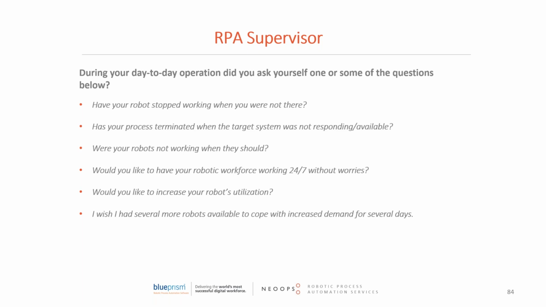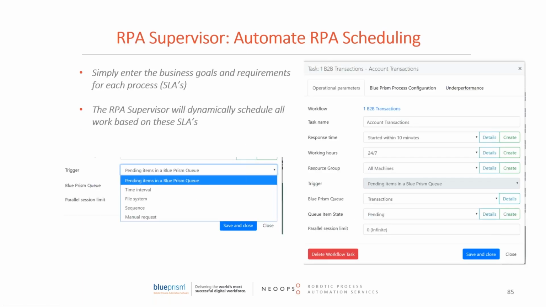So if some of these questions sound familiar to you, then RPA Supervisor is really the tool you can use. How it actually works: RPA Supervisor reads the information from Blue Prism, and you just define your schedules based on response time, working hours, resource groups, and all those parameters. And RPA Supervisor does all the scheduling for you.